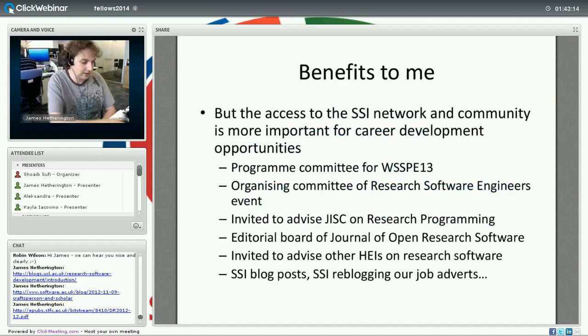As everyone realizes in life and in research, the biggest problem we all face is obscurity, and trying to make sure people have heard of us and build our reputations. Working with the SSI community has been enormously valuable on that for me, from invitations to advise GIST, to SSI reblogging our job adverts when I was recruiting my team, which was really useful in generating some great applications, to being invited to be on the editorial board of the journal, to being on the program committee for a workshop at supercomputing. So all of those things are enormously valuable.